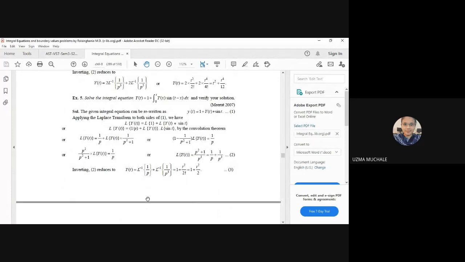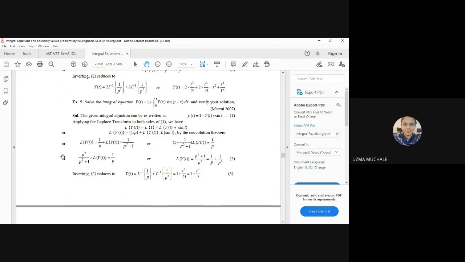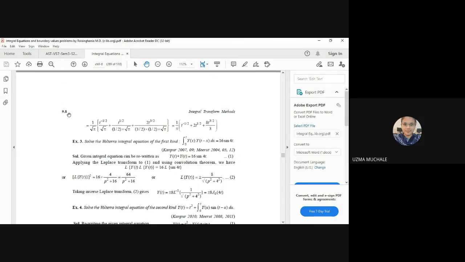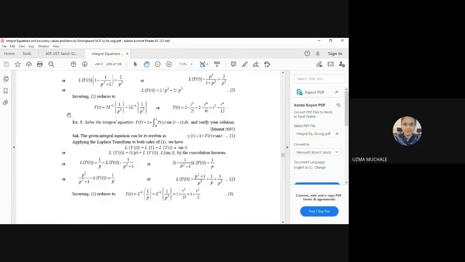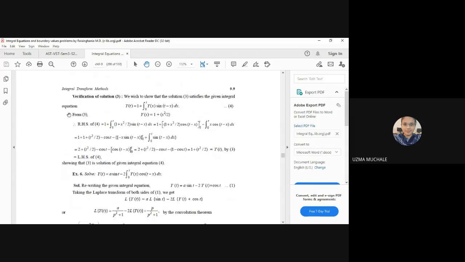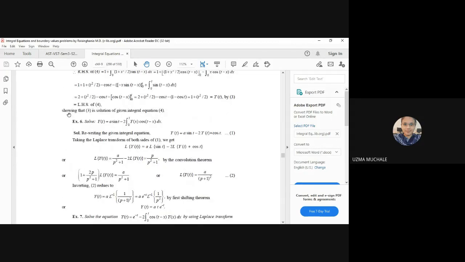I will share these notes with you. They were shared with me by Abhijit Patel. As I told you, I don't have notes on integral equations. So the notes that I got from Abhijit Patel, I will share with you on Google Classroom. You can take them from there, and you can see the page number also, that is 9.9. It is your chapter number 9. In chapter number 9, you can see all these Laplace transform examples. Here, there are so many examples.